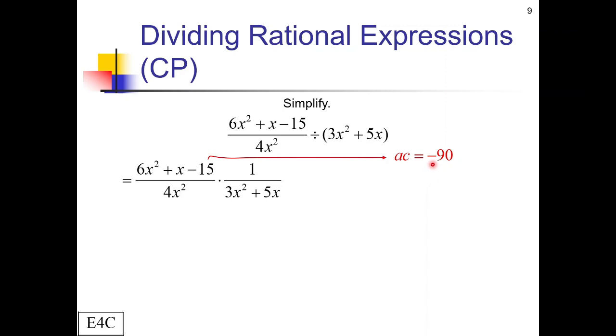Does 4 go into 90? Nope. 5 goes into 90 18 times, but that's not helpful. 6 times 15 is a little bit better. 9 and 10. Oh, how did I miss that? 9 and 10. So if we have negative 9 and positive 10, that would add up to positive 1.